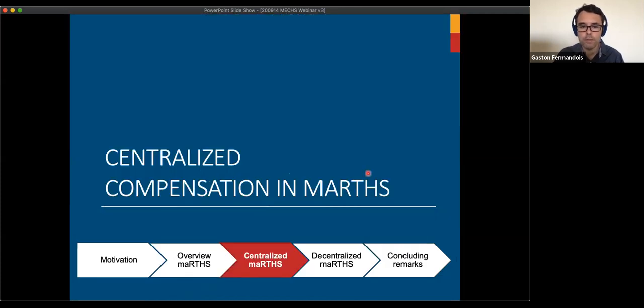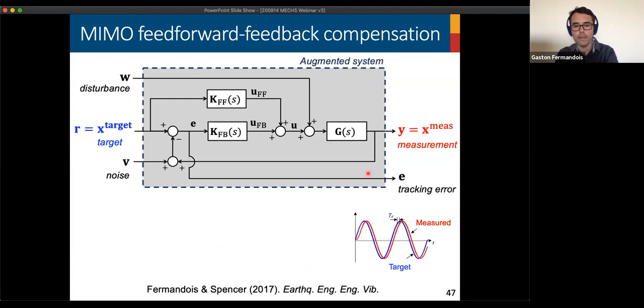So centralized compensation. This was work done in 2017. Basically, as I explained before, everything is going to be commanded and controlled in Cartesian coordinates. The architecture of our compensator is a feed-forward compensator that is basically going to do most of the work. In case of model uncertainty, we use a feedback regulator to try to reduce the error that is not taken care of by the feed-forward compensator.